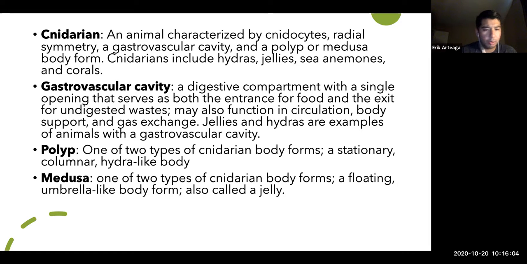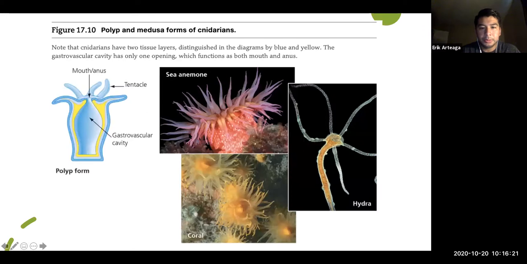A polyp is one of two types of cnidarian body forms, a stationary, column-like, hydra-like body. A medusa is the other type of cnidarian body form, a floating, umbrella-like body form called a jelly. So we'll see those two right now. So we do have that gastrovascular cavity. We have the mouth or a mouth-anus. I call it the common sewer. It's both mouth and, I guess, anus.